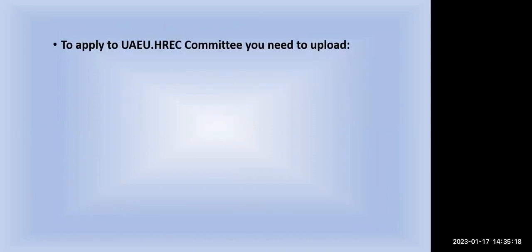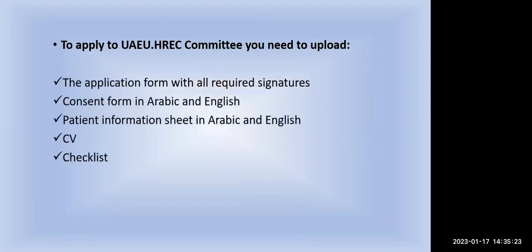So how to apply to the UAEU Human Research Ethics Committee? Actually, you need to upload the application form. First of all, you need to go to the UAEU ethics portal, and the principal investigator has to apply with these documents, putting in a username and password, the same username that you use on your computer. And the application form is there.